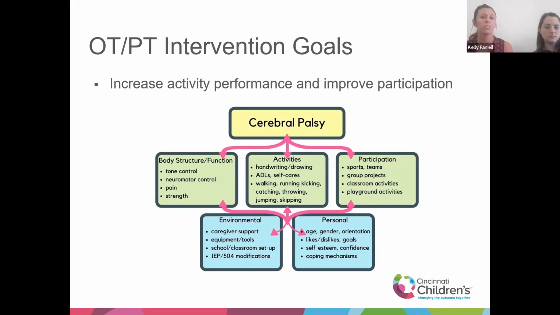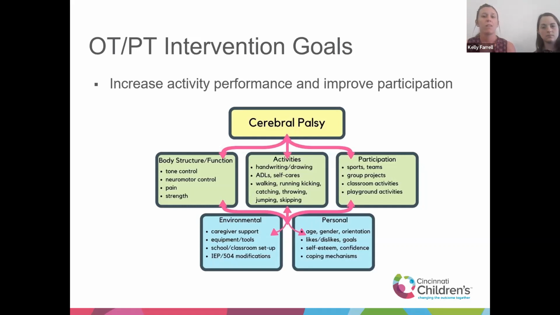And then what participations do they want to do? Do they want to be on a sports team? Do they want to be able to participate in school activities or even just running around on the playground? And then again, looking at those environmental, what equipment are they using? Do they have an IEP or a 504 plan? Personal is like age, their gender, their family, their self-esteem.